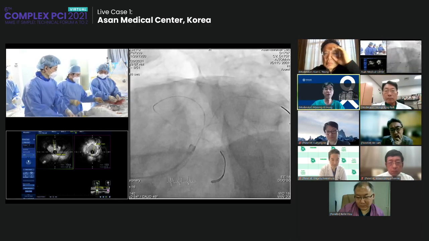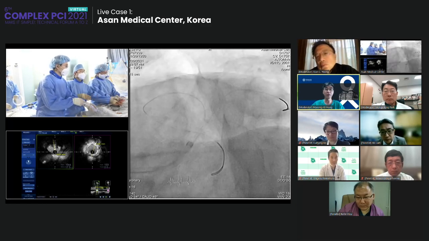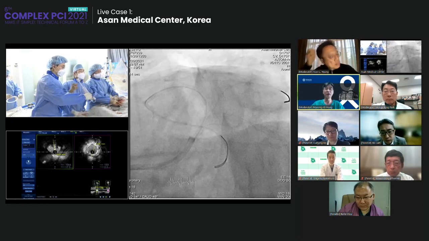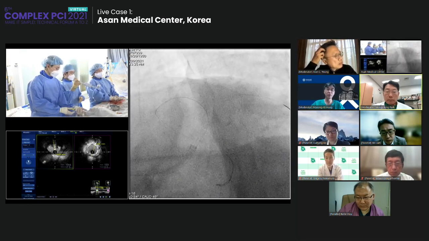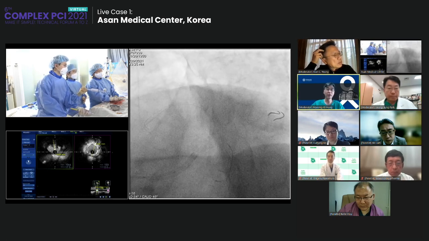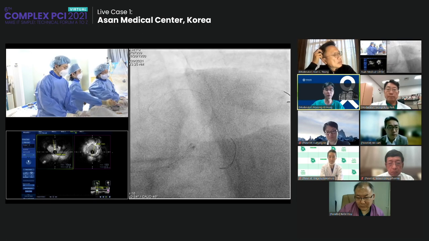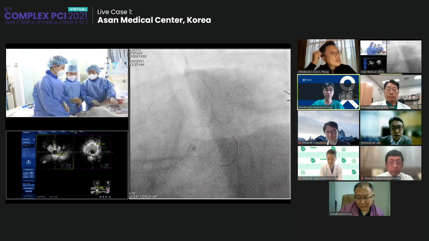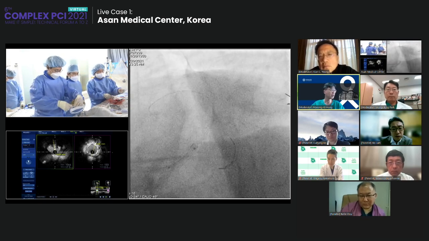However, Dr. Han clearly shows the ostium of the big obtuse marginal is clear, so we don't need the additional touch of it. Right. So only fixing it with the two stents is quite reasonable. That is the value and the demonstration of the intracoronary imaging in this kind of complex lesion in angiographic appearance.